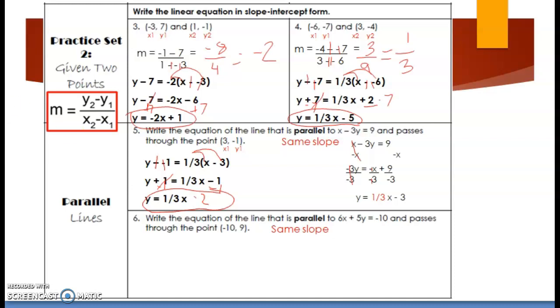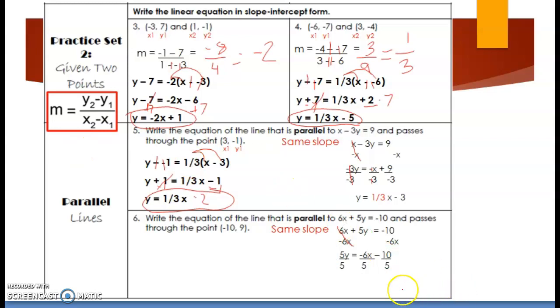So if I want to write an equation of a line parallel, so it has the same slope as 6x plus 5y equals negative 10, I start by solving that equation. To get y by itself, I've got to start by subtracting 6x from both sides. By doing that, I am canceling the x's on the left. So when I subtract 6x, I'm left with 5y equals negative 6x minus 10.